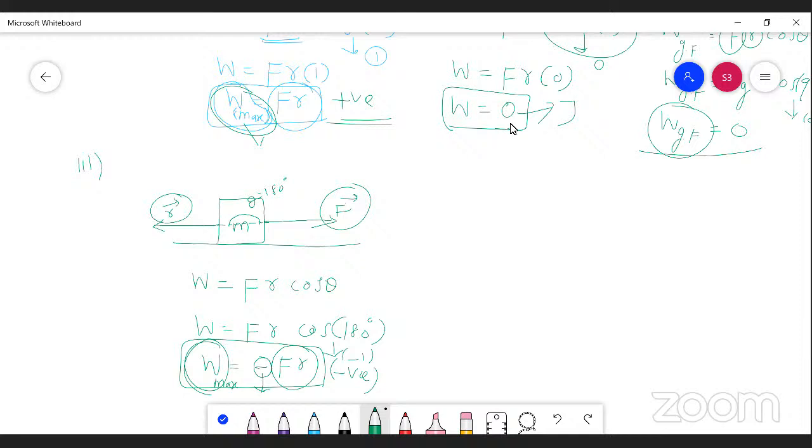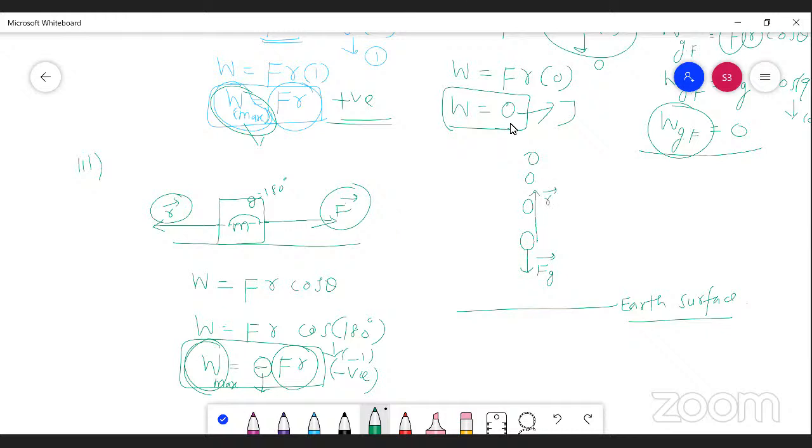It will be proved with one example. Are you ready to hear the concept? Yes, sir. In a practical situation, take the surface of the earth. I throw one ball vertically upward like this. After that, the ball experiences gravitational force in the vertically downward direction. But the ball displaces vertically upward with the displacement r vector.